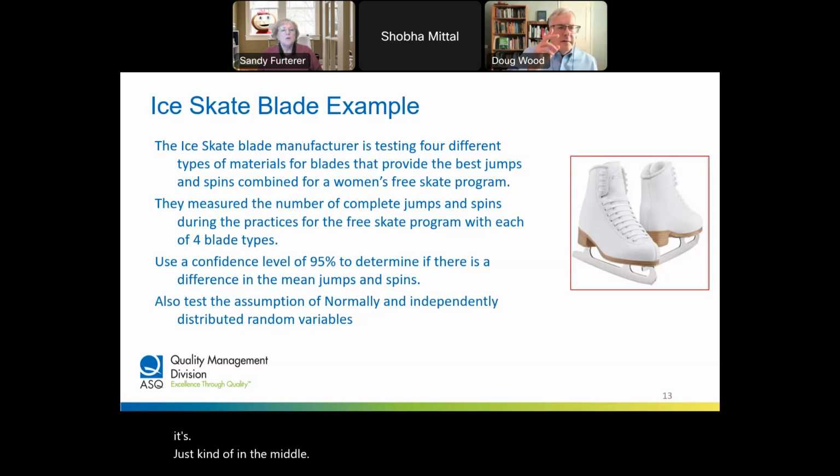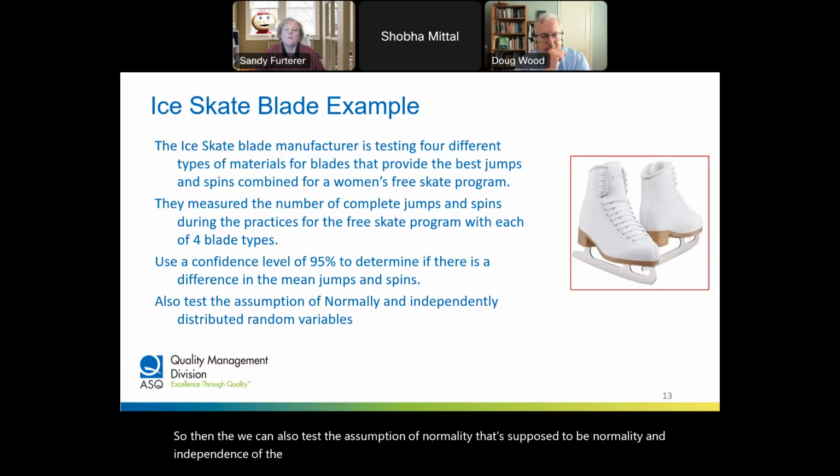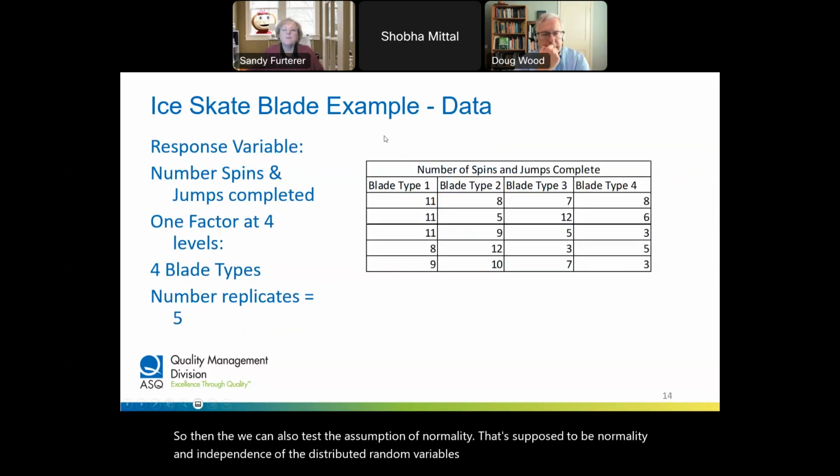So there's a 5% chance that your study is not actually seeing what's going on, that it's inaccurate to reality. Okay. So then we can also test the assumption of normality. Oh, that's supposed to be normality and independence of the distributed random variables. All right, so here's my supposed data.